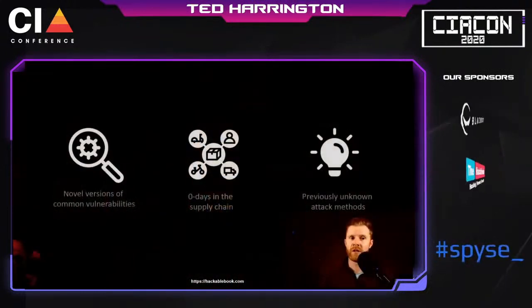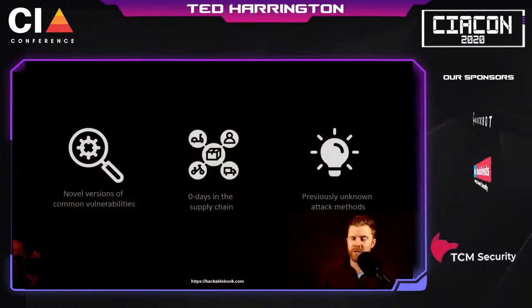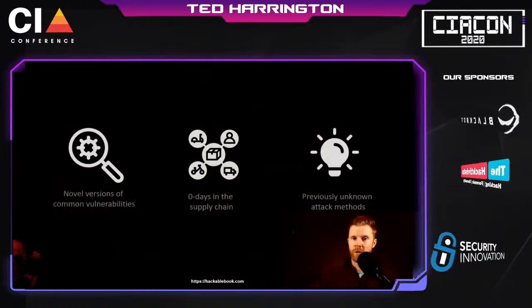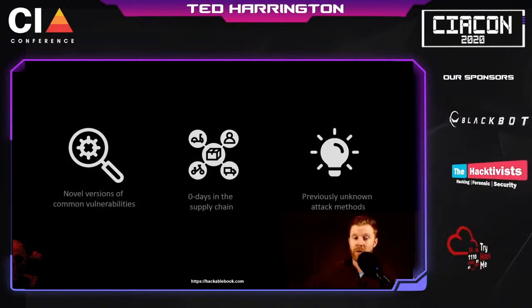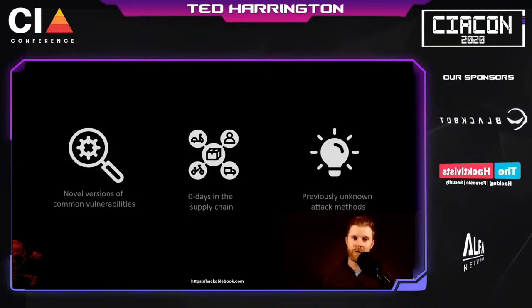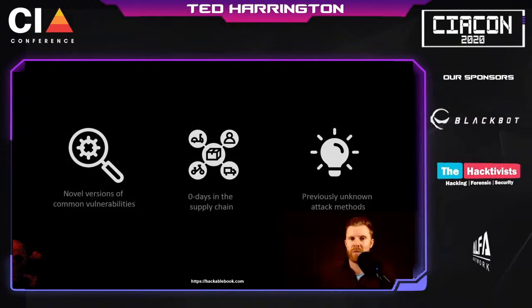And then there's 0 days in the supply chain. If you're not familiar with this term, 0 days are your exploitable vulnerabilities that are exploitable in the wild right now, where the defender has literally 0 days to patch or to remediate them. And the supply chain is the collection of integrations and platforms that any system is built upon, whether that's a third-party authentication provider or cloud platform or whatever it is that you're integrating with. Issues in those systems that might be exploitable could mean that your system is exploitable.